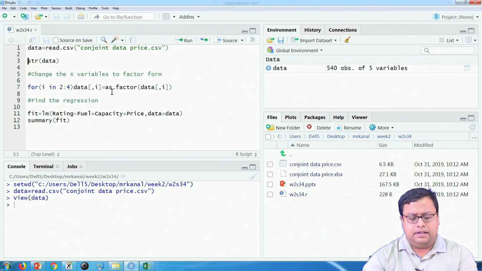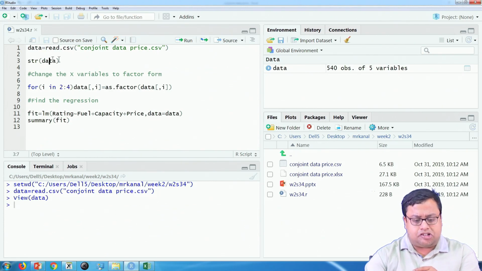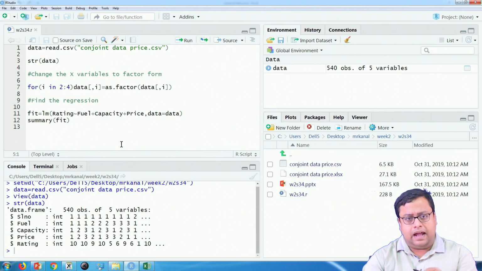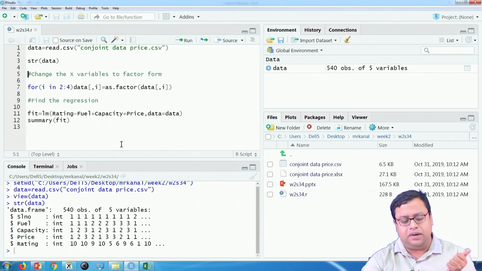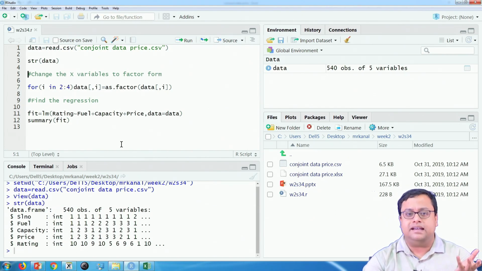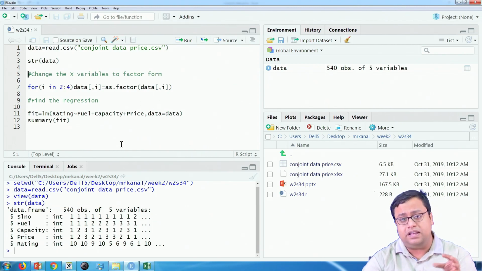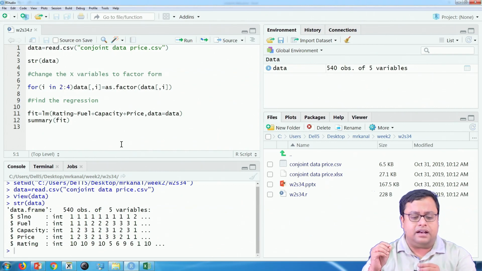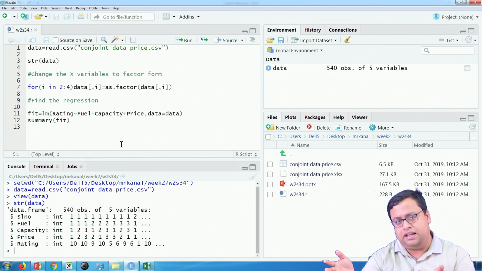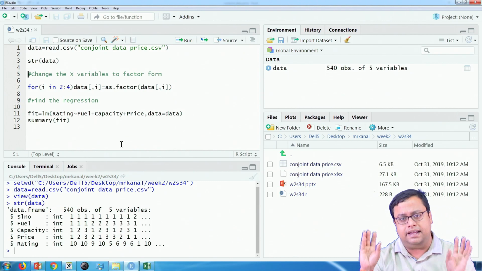I check the structure of this data, and it says that, obviously, it is read from a CSV file. A CSV file does not know whether fuel, capacity and price are categorical variables or not. In this case they are all integer variables. So I first change them to categorical variables, factor variables in this case, and then I just run a simple linear regression.